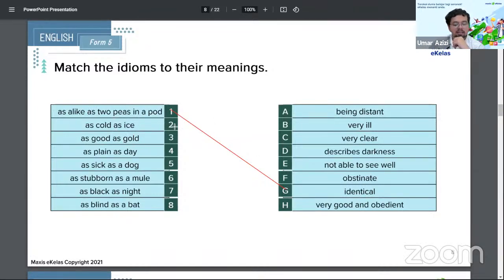All right. Anyone else have an answer? Okay, number 2. Anyone have an answer for 2? Aina says 1 is G also. Good job, everyone. As alike as 2 peas in a pod, identical.